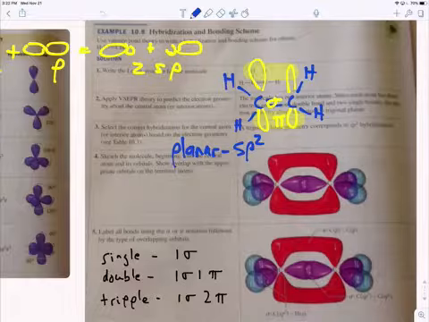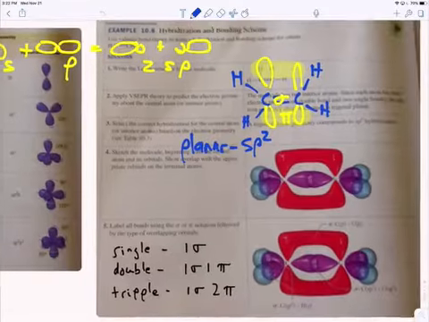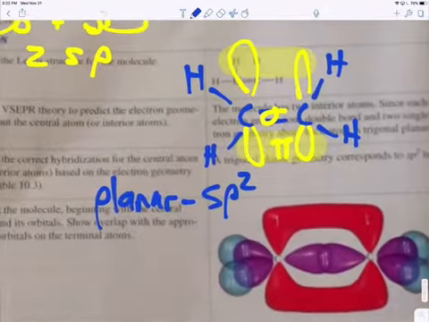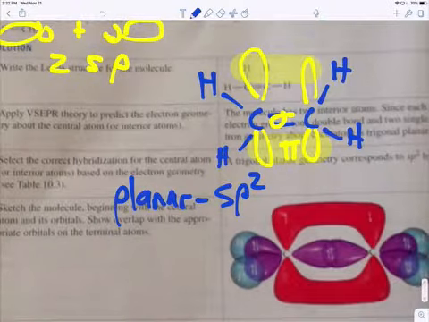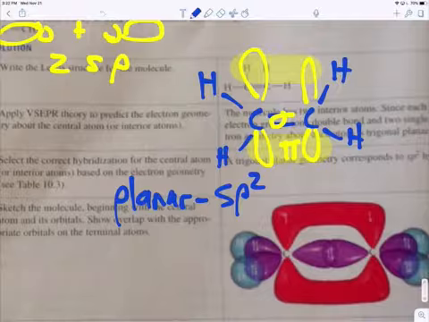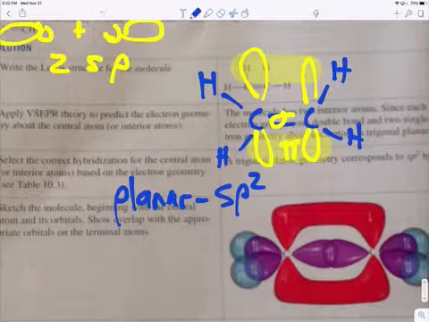What can I say? You're being fooled. But okay, well here's ethylene. The carbon here has three things: a hydrogen and a carbon. So that's three things. That's planar, which planar geometry means sp2 hybridization.